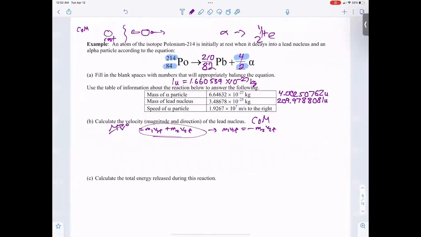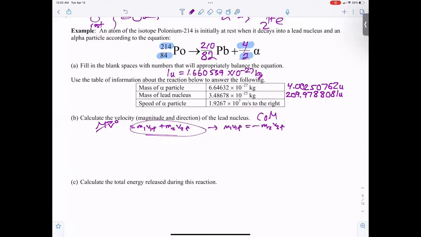And so we know the alpha particle is going this way to the right. Well, that means that the lead nucleus has to be going left because it's going the opposite direction. And we're going to solve for that. So let's say I let this be V2, then I'm going to solve for V1. Okay, so V1 final is going to be negative M2V2 final over M1.